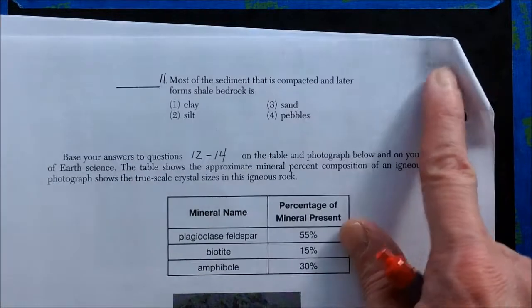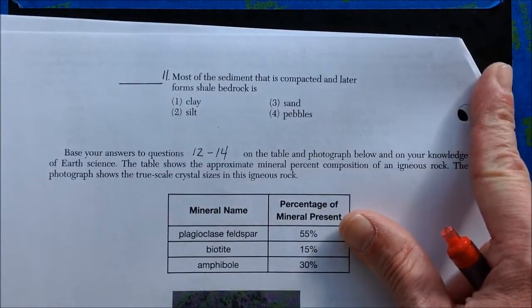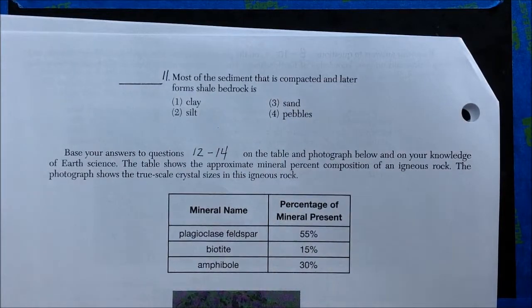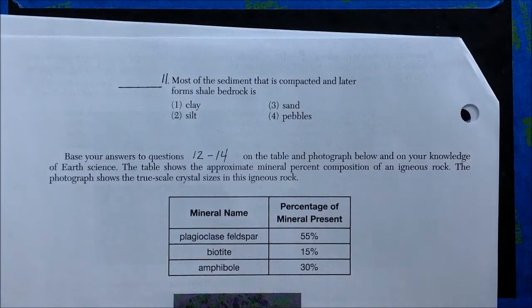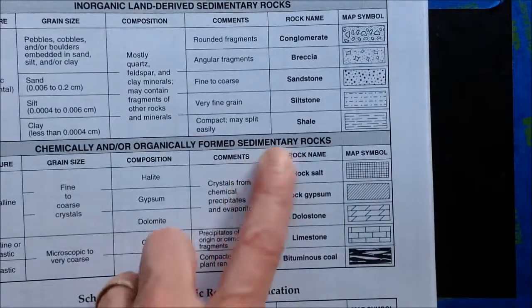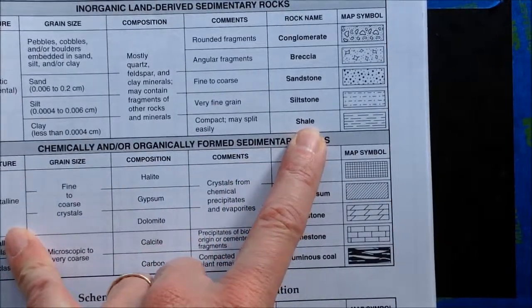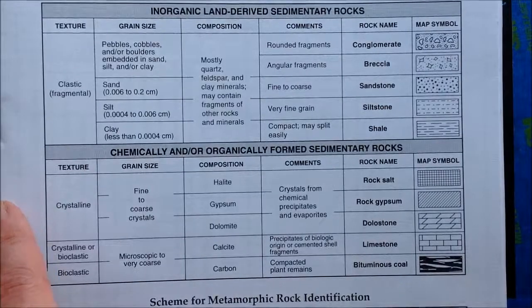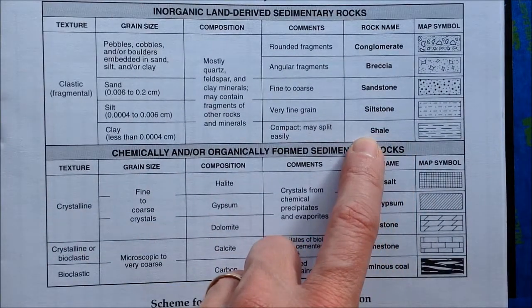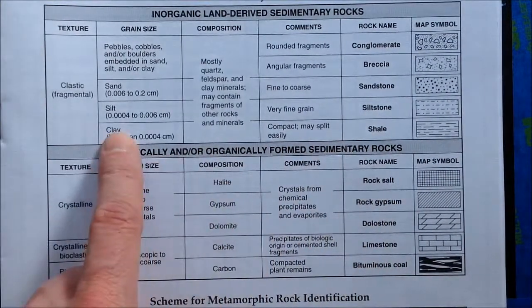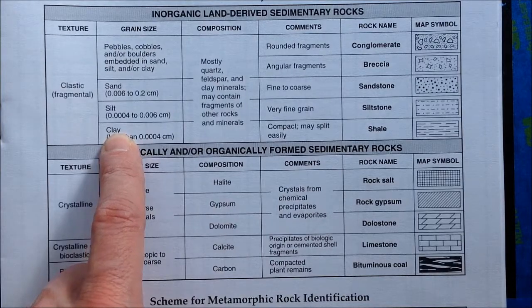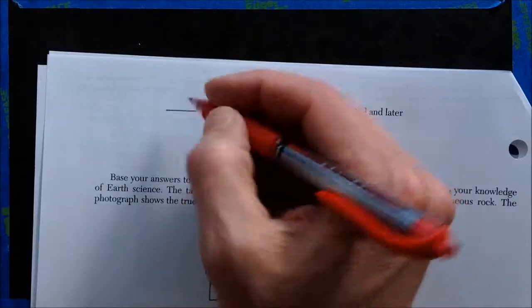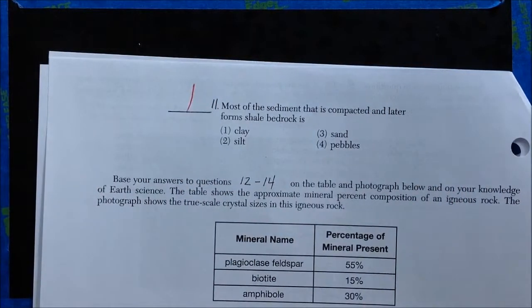So next up here is a multiple choice. Most of the sediment that is compacted and later formed shale bedrock is this. Also reference table. Okay, so you got to realize, find shale if you need to. Realize that it is sedimentary rock. Shale is there, and most of the sediment. Okay, I guess what they need you to do is realize you got to go over here, and it is clay. So clay is the sediment, it makes shale, so that should be choice 1. Okay, 11 should be 1.